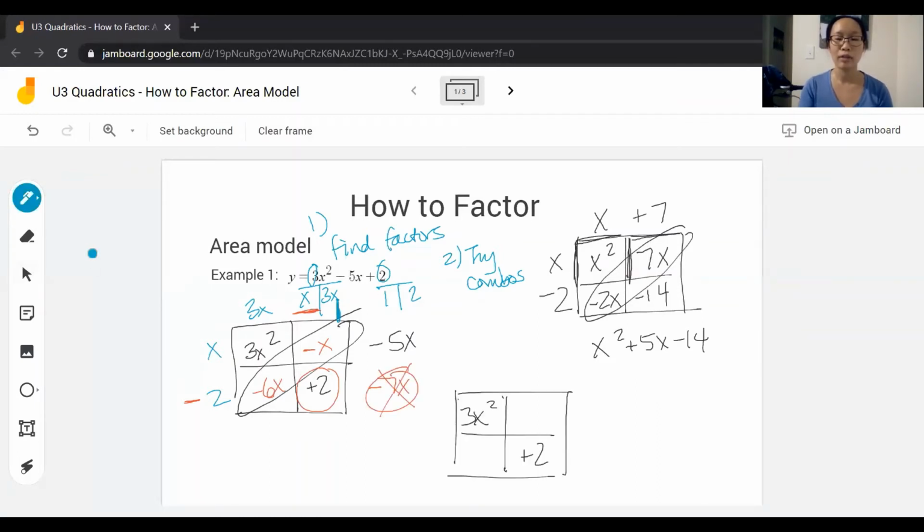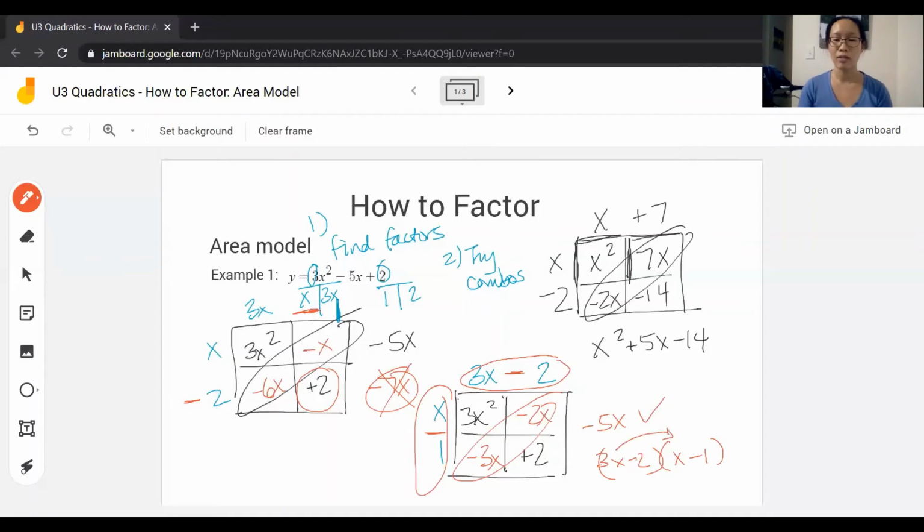So now I will try the other combinations, keeping my x and my 3x, but just switching the 1 and the 2. And again, because they multiply to a positive number, I know that they have to be a negative and a negative. Now when I multiply, x times negative 2 is negative 2x, a negative 1 times a 3x is negative 3x, and this does add up to negative 5x, which checks. So now I can rewrite my factors. It's 3x minus 2 times x minus 1. And if you're not sure whether this is correct, you can multiply it out algebraically.